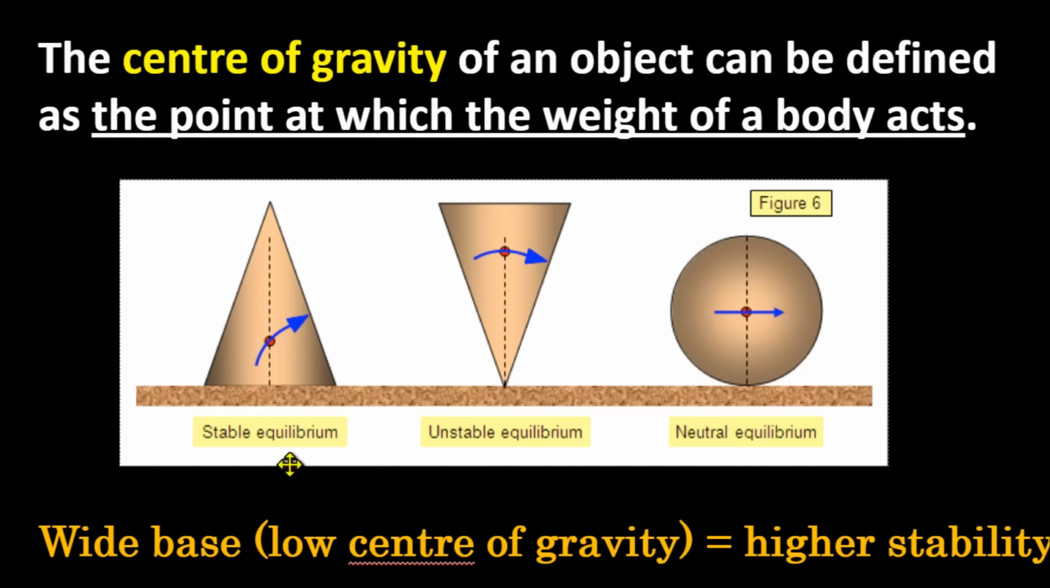Here we can see 3 situations. The first one is stable equilibrium. This is when the center of gravity is low or the base is wide. Unstable equilibrium is where the center of gravity is high or the base is narrow. And neutral equilibrium is where, when the object moves, the center of gravity doesn't change. So the wide base or low center of gravity means a higher stability.